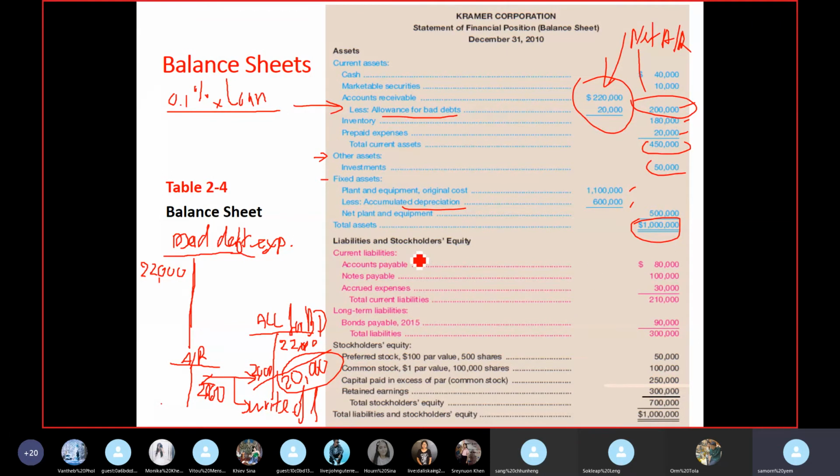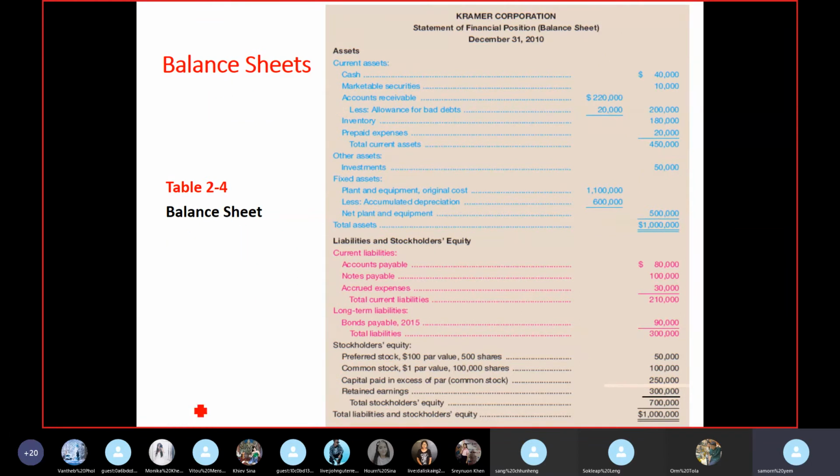That are debt or liability. There are current liability, like account payable, note payable, accrued spend. Total are current liability. You know, the current liability means that the payable account under the year, that we have to pay back to our vendor or creditor in the year. We call them the current liability.